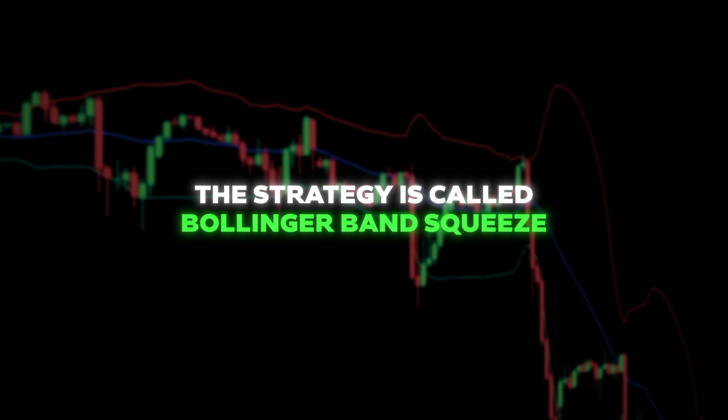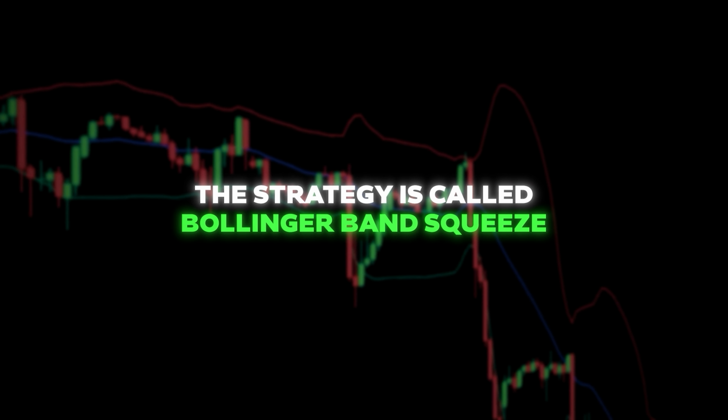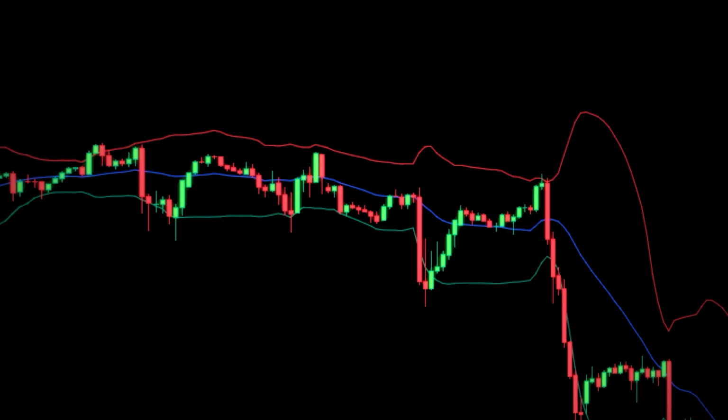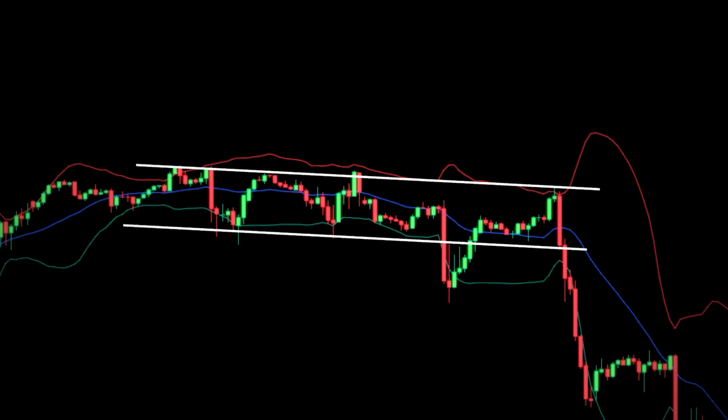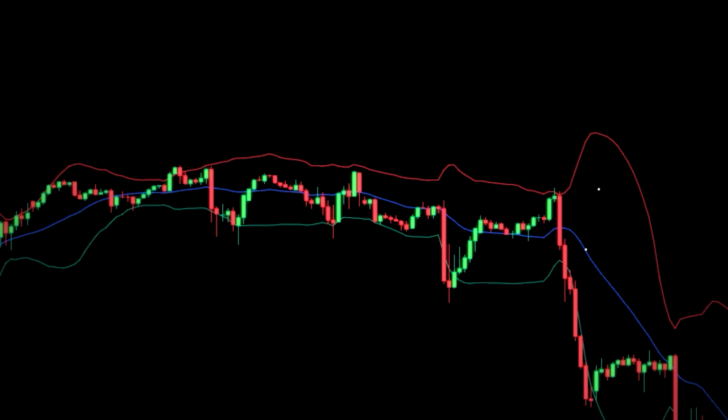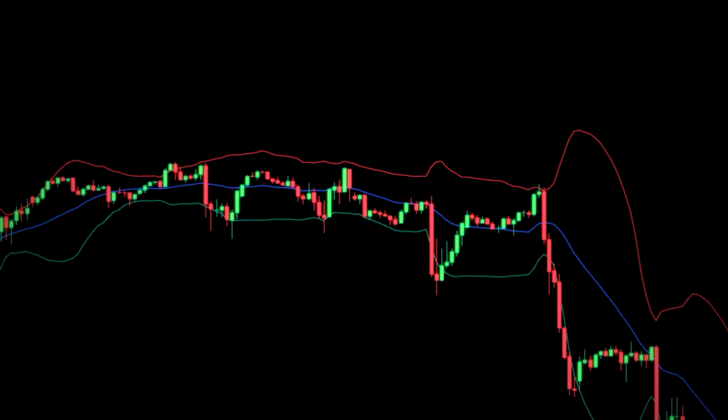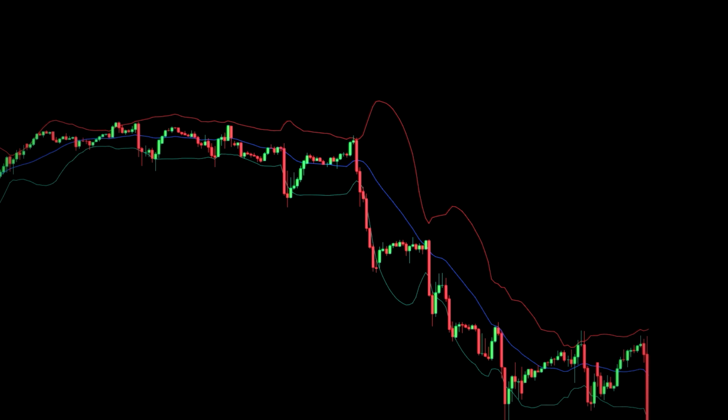Now, after using this indicator for many years, I found a highly effective strategy that actually works. The strategy is called the Bollinger Band squeeze, and this is what it looks like. When volatility is low in the market, the upper and lower band begin to squeeze and they become narrow. This foreshadows a significant advance or decline in price movement.